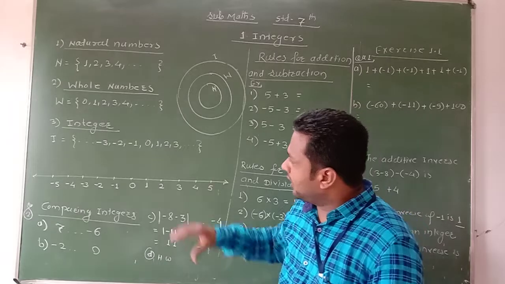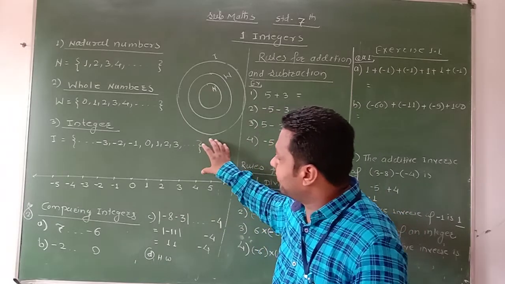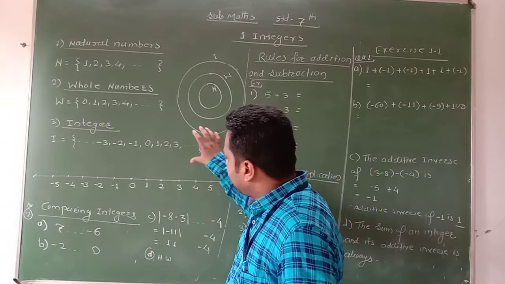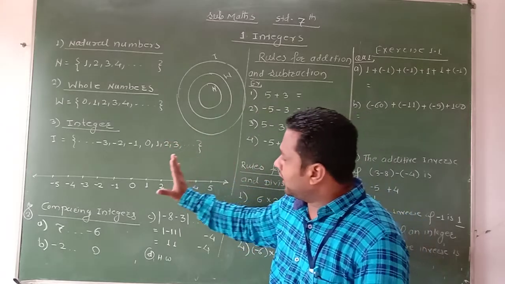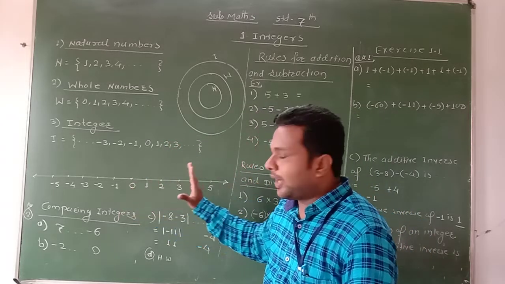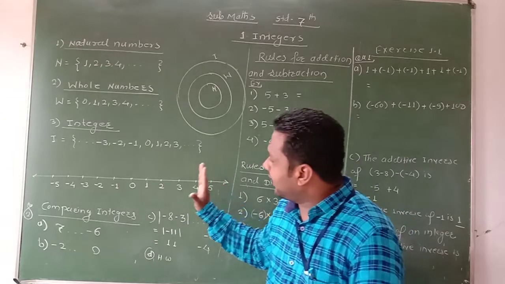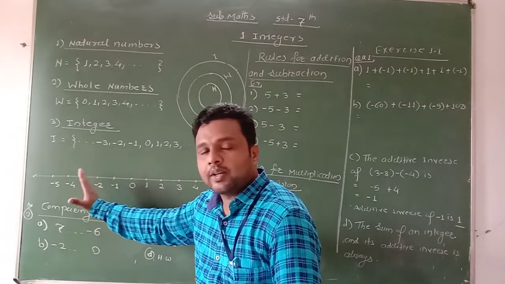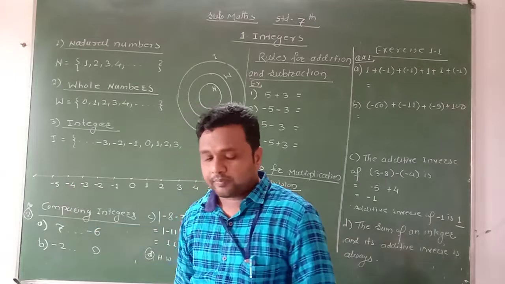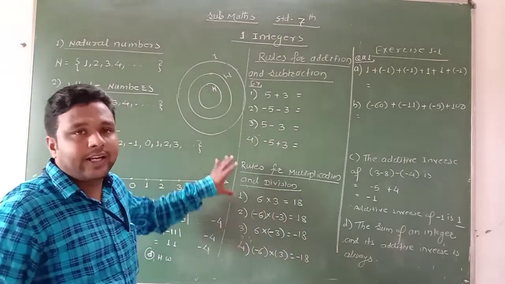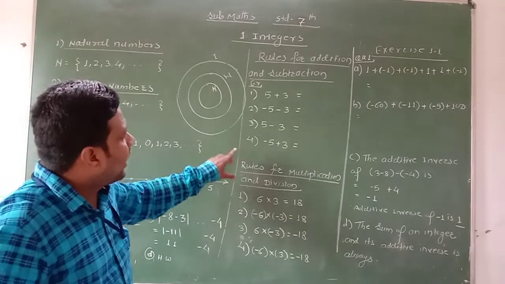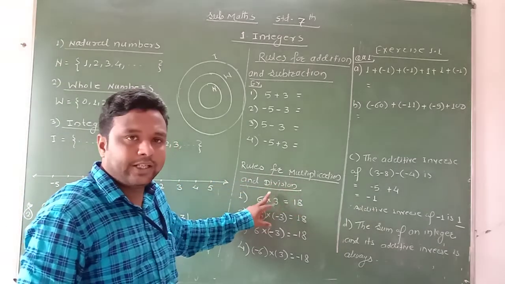Okay. I hope you understand what is integer, and how to represent the integer on the number line. On the right hand side of the 0 we have to write the positive integers. On the left hand side of the 0 there are negative integers. Okay. Now next is the rule for the addition and subtraction and the rule for the multiplication and division.